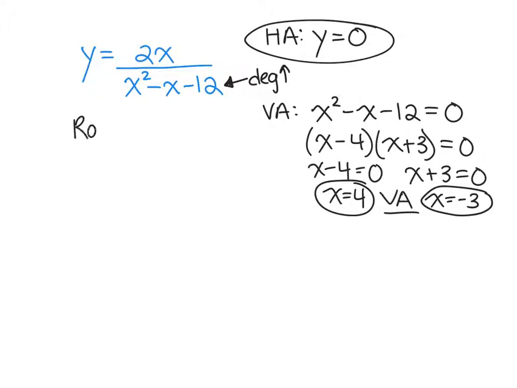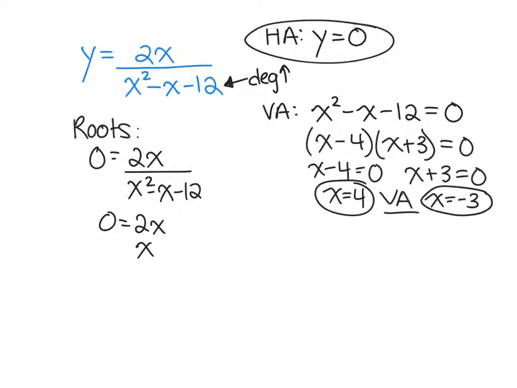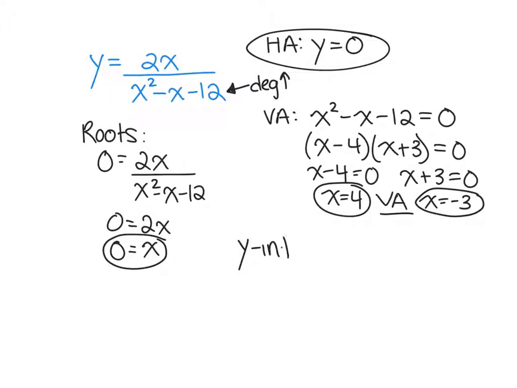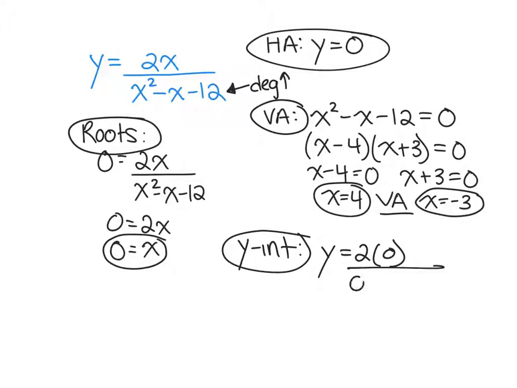Let's also find some roots. From the previous one, I know I set y equal to 0 to find my roots, and the denominator won't make any difference. If I multiply both sides by the denominator, it goes away because 0 times that is 0. So I end up with 0 equals 2x, and dividing both sides by 2, I get x equals 0. That's my x-intercept. To find my y-intercept, I set x equal to 0: 2 times 0 divided by 0 squared minus 0 minus 12 equals 0, because 2 times 0 is 0. Okay, so I've got all my key features figured out.